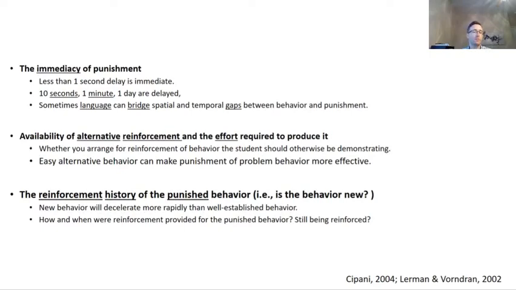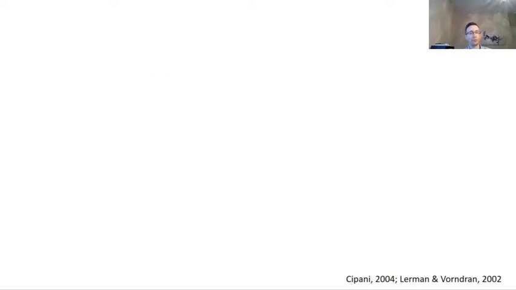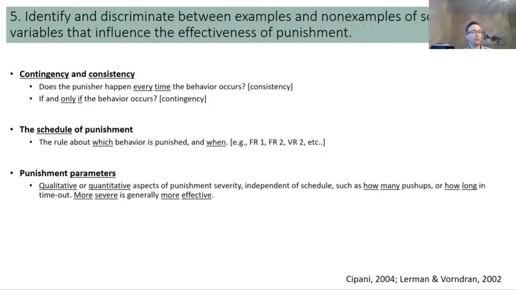The reinforcement history of the punished behavior. If the behavior is new, and it was just shaped up by the environment, then it's easier to punish that behavior than to punish a behavior that's been reinforced for a long time. New behavior will decelerate more rapidly than well-established behavior. And how and when was reinforcement provided for the punished behavior? That's an important question to ask in terms of the history of the behavior. If the behavior is still being reinforced and you're trying to punish it, that's going to weaken the effectiveness of the punishment procedure. So what I've listed for you are variables that influence the effectiveness of punishment.